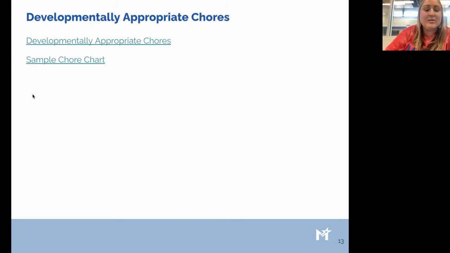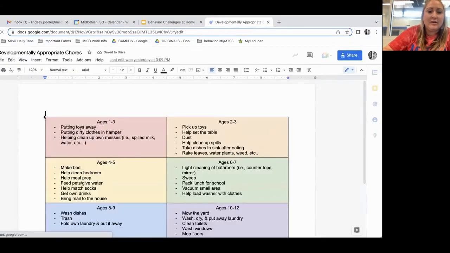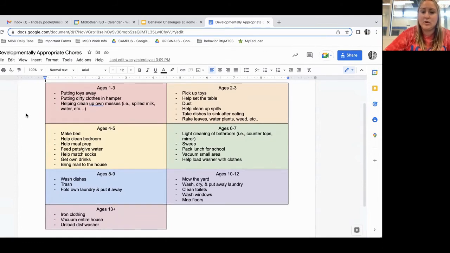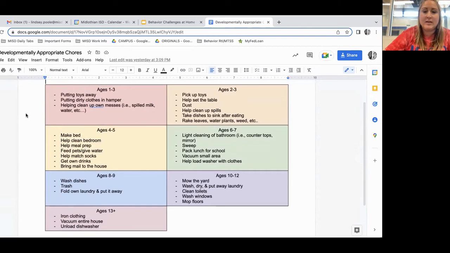Okay, this is me too. So these are just a couple of resources. I put this chart together with, can you guys still see that? Okay. With developmentally appropriate chores. I was thinking through this even with my own kids this summer, to have them each do different chores throughout the day. So this is just a link that we can send out to y'all if anybody's interested in some developmentally appropriate chores.